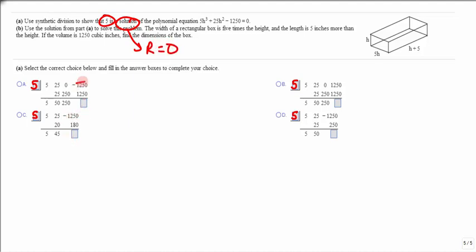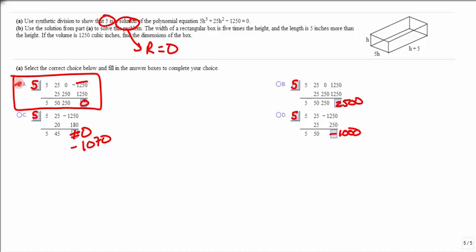So as I run through these, the remainder of this one would be 0. The remainder of this one is not equal to 0. The remainder of this one is, what, 2,500? And the remainder of this one is a negative 1,000. And in this one over here, it was negative 1,070. So this is the only one with the remainder of 0, so this would be our correct answer. Okay, but you're going to have to input this value of 5 and then this value of 0.